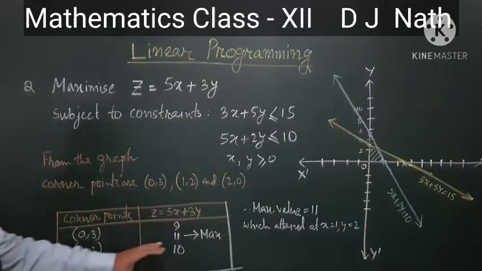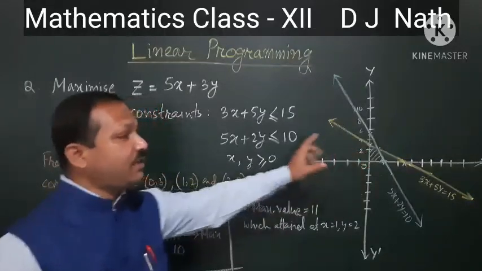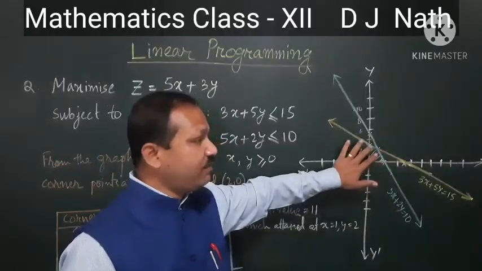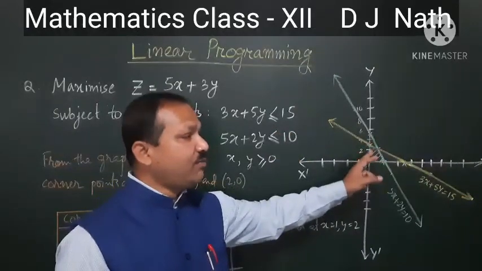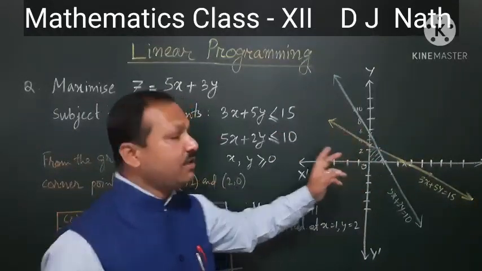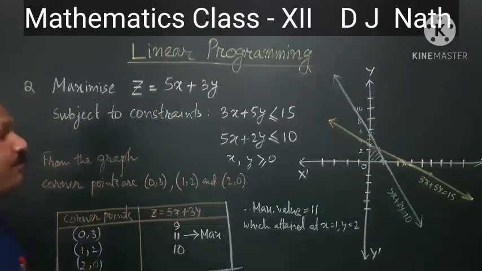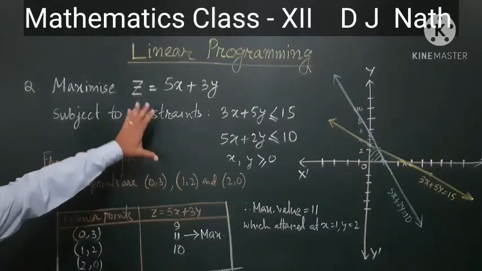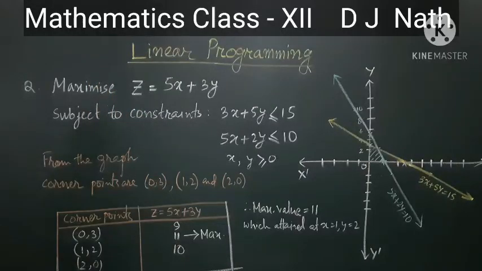Okay, so this is the maximum value, and from this graph we can see that these are the corner points, and this region is called the feasible region or bounded region, because this is the region where both the functions are satisfied. So this way you can find the maximum. This is just a general example. We will see the word problems in the next video. Okay, thank you.